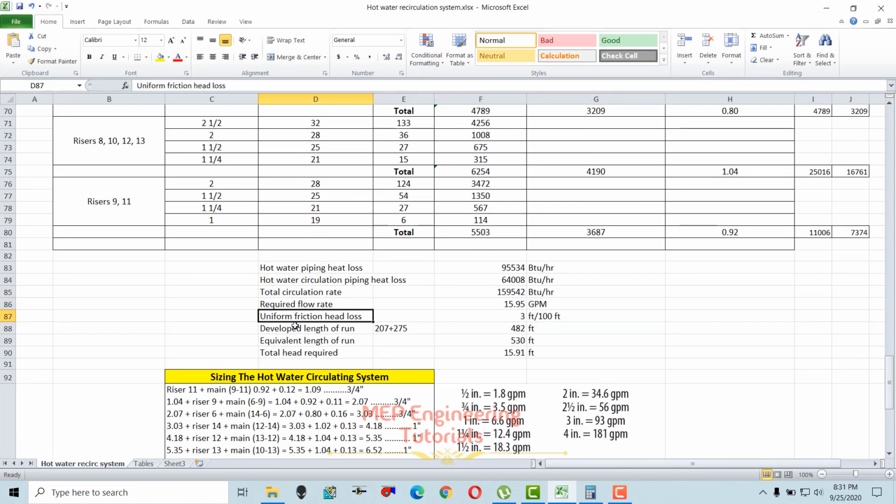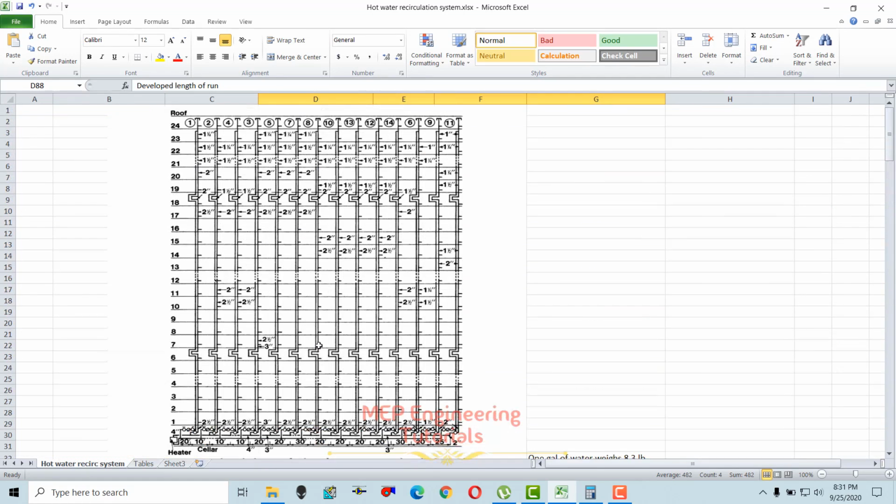And if you check in here, the next thing is uniform friction head loss. It is recommended to have a uniform friction head loss of 2 to 4 feet per 100 feet. So here we have taken 3 feet per 100 feet, and the developed length of the run we have to calculate is from the heater to the most remote riser. So this is our heater and the most remote riser.